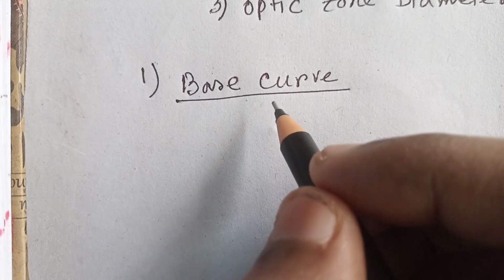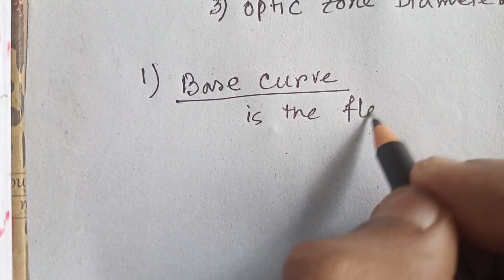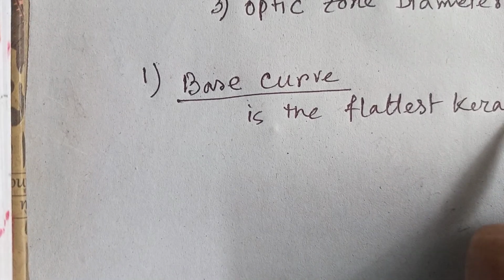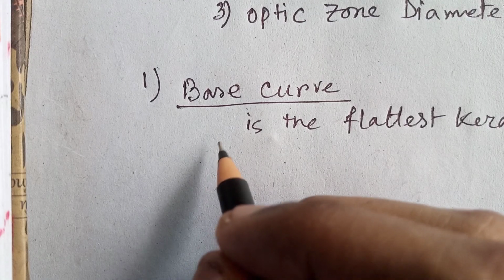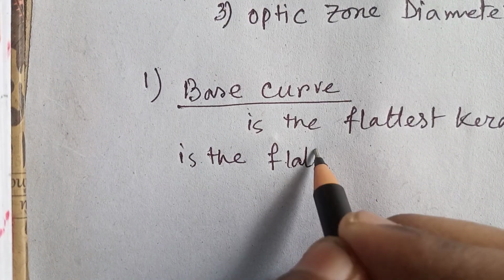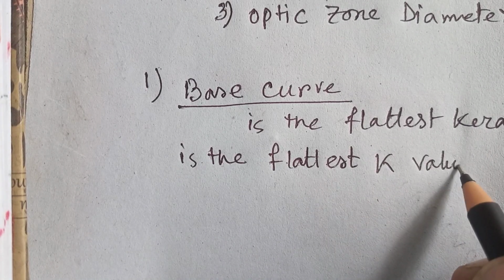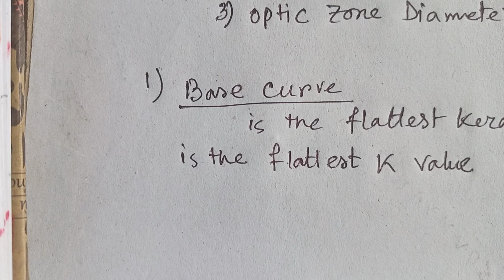The base curve of an RGP contact lens is the flattest keratometry value. So the base curve of the contact lens is the flattest K value. Okay, so what does this K value mean?